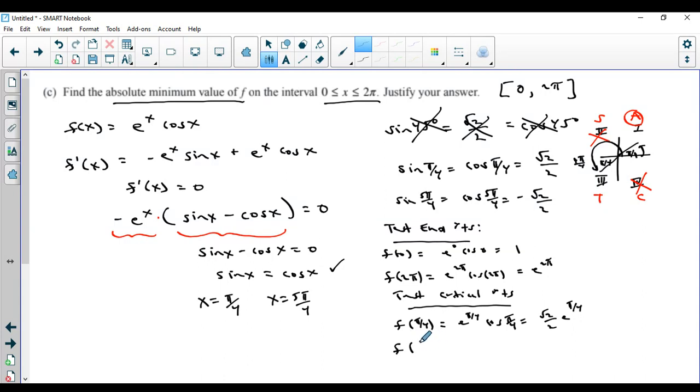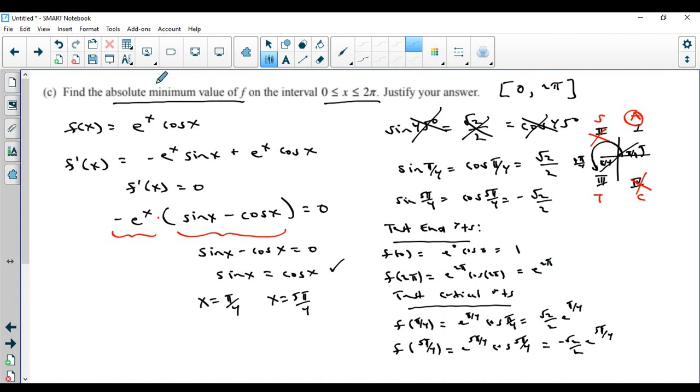Let's see. F of 5 pi over 4. Well, that would be e to the 5 pi over 4, a little delay here in my writing, times the cosine of 5 pi over 4, right? So like cosine of 5 pi over 4, you just talked about that. That's the same reference angle of pi over 4. That's still radical 2 over 2, but it's in quadrant 3, so it's negative. So I get negative radical 2 over 2 e to the 5 pi over 4. And now you're excited about that, right?